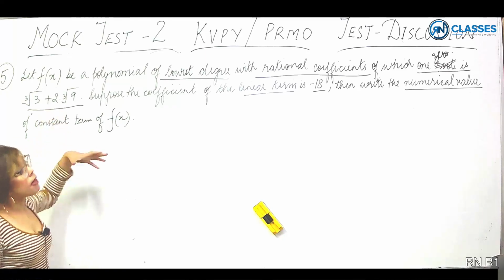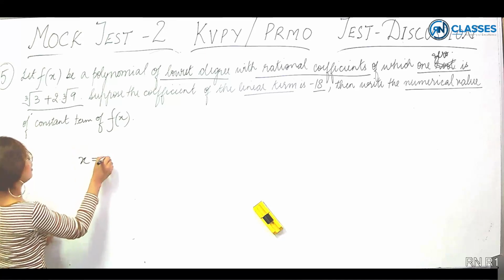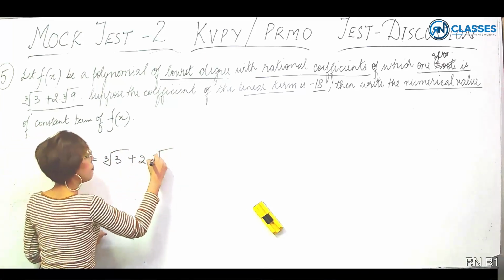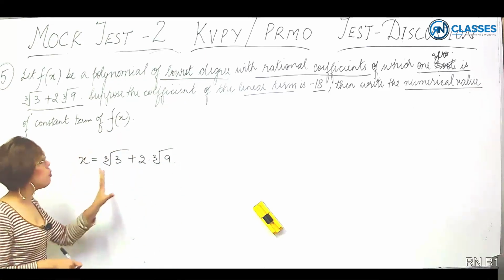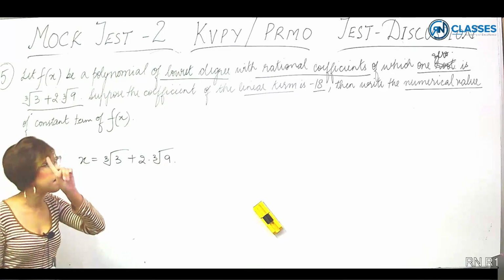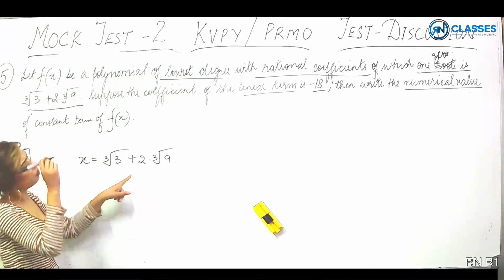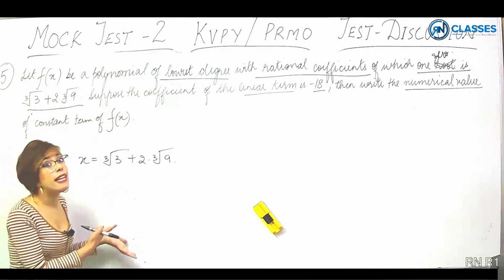Right? So, if I am considering my polynomial in x, I know one value of x is nothing but cube root of 3 plus 2 into cube root of 9. Right? Using this, I need to make a polynomial with rational coefficients. That means radical sign should not be there. Now, radical sign, I want to remove it. And obviously, let me see. I cannot leave it like this.